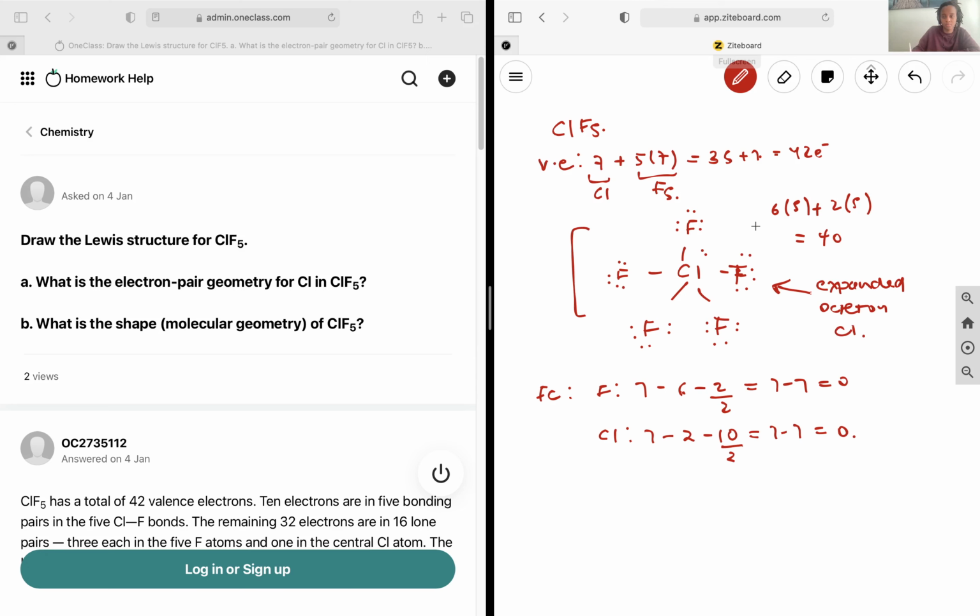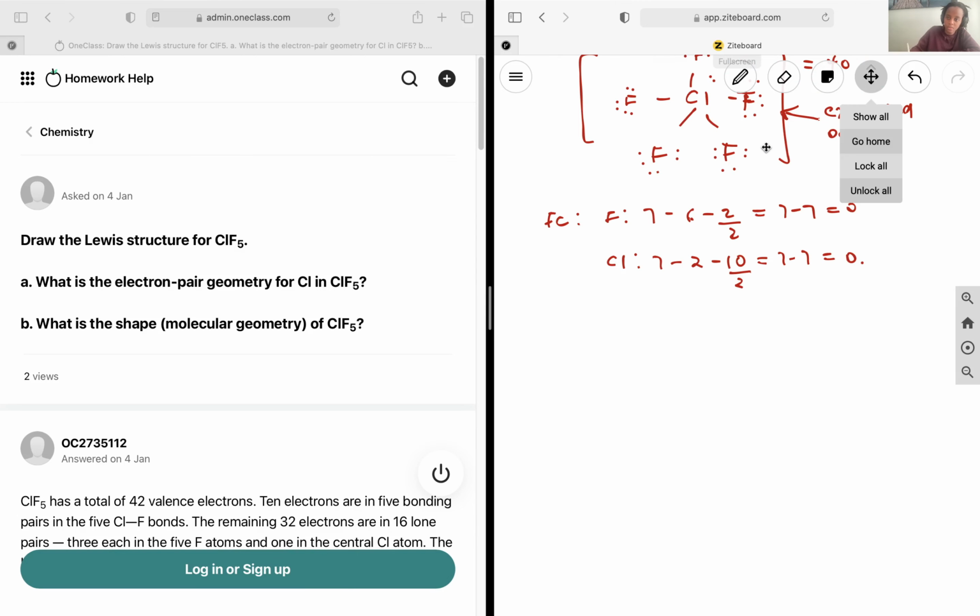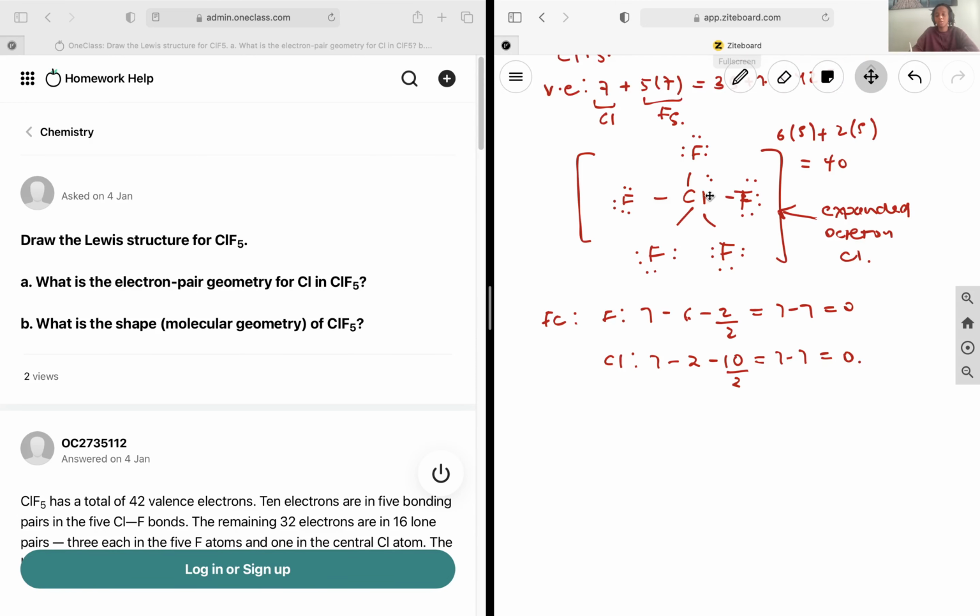So this is going to be our final Lewis structure. For our next part, we want to find out the molecular geometry before we go about finding the electron pair geometry. For our molecular geometry, let's find out how many electron pairs the central atom has around it. So it has 1, 2, 3, 4, 5 bonding pairs, and an additional 1 pair that is a lone pair. And so it has a total of 6 pairs attached to it.